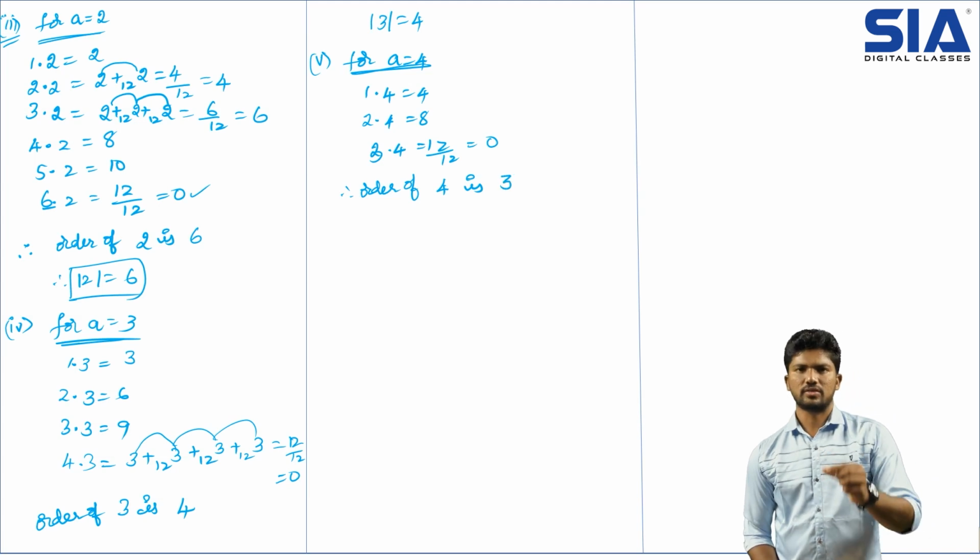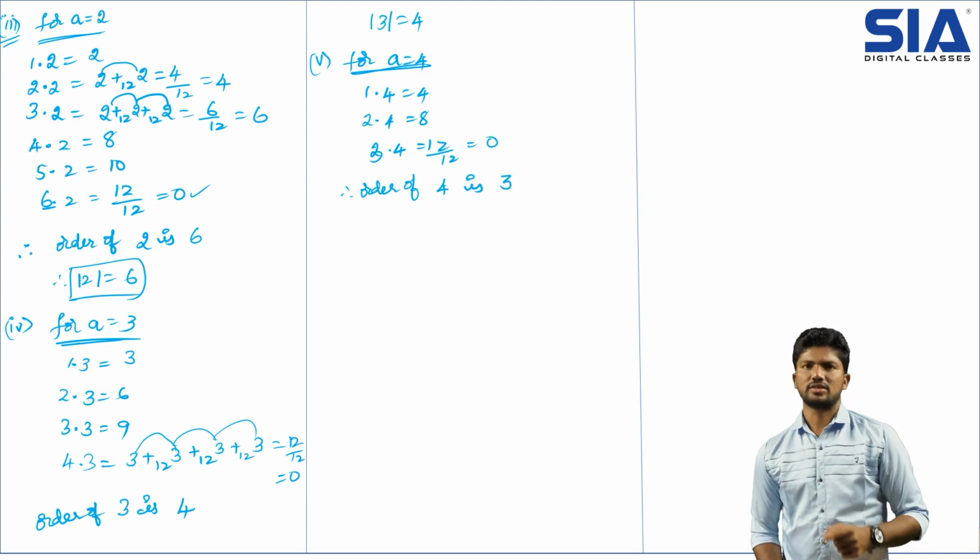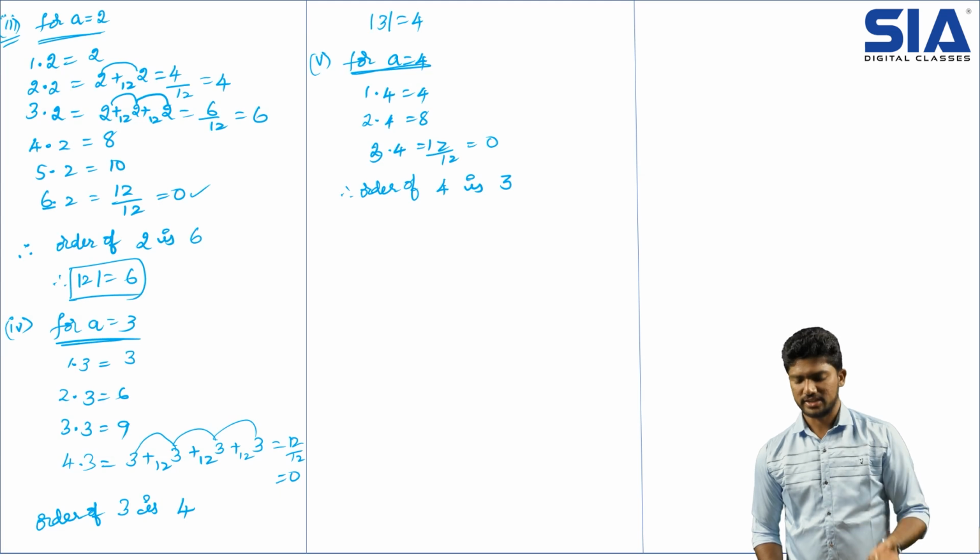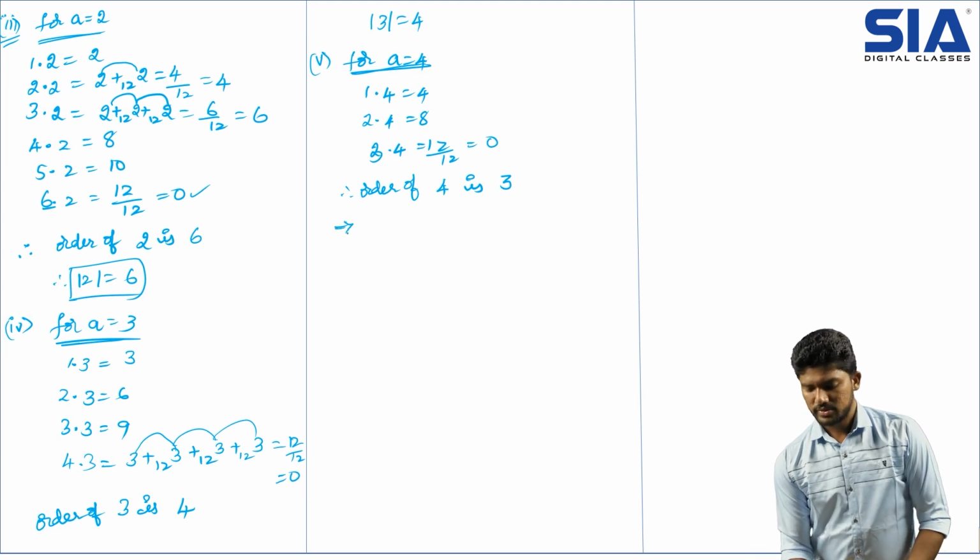Okay, for n is equal to 3, you got the remainder is equal to 0. That 0 is the identity addition. So therefore that implies you can write order of 4 mod 12 is equal to 3.